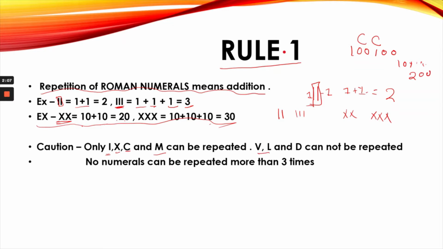And V, L and D cannot be repeated. Yes, these three cannot be repeated. If I write V twice, this is 5 plus 5, which is 10. But we have a symbol for 10 also, which is X. Like L is 50, so L plus L is 50 plus 50 equals 100. But we have a symbol for 100. Okay, so one more thing.